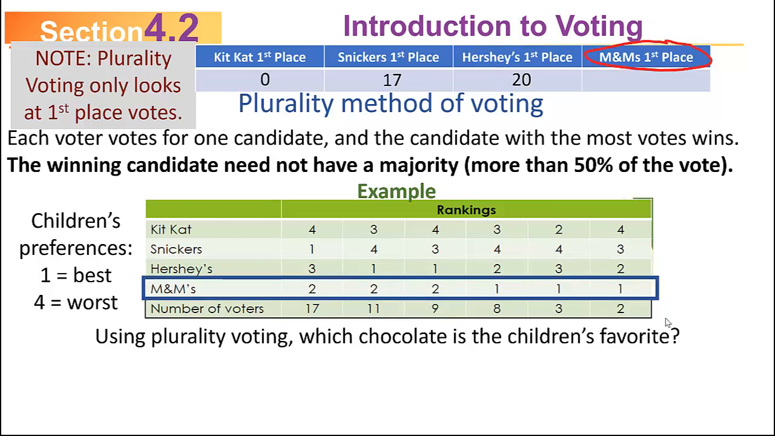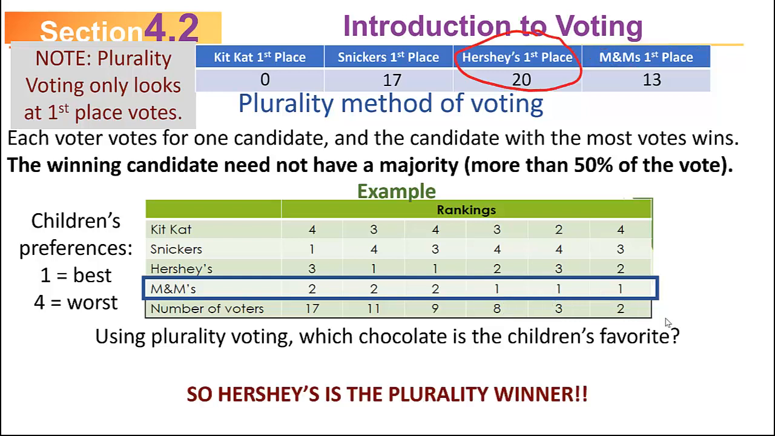And finally, moving to the M&M row, 8 children in the third from the last column, another 3 children in the second to the last column, and another 2 in the last column, 8 plus 3 plus 2. So another 13 children voted M&M's first place. Notice the second, third, and fourth place numbers don't matter at all in plurality voting. So who wins? Hershey's is a plurality winner because Hershey's had 20 first place votes, more than anyone else.